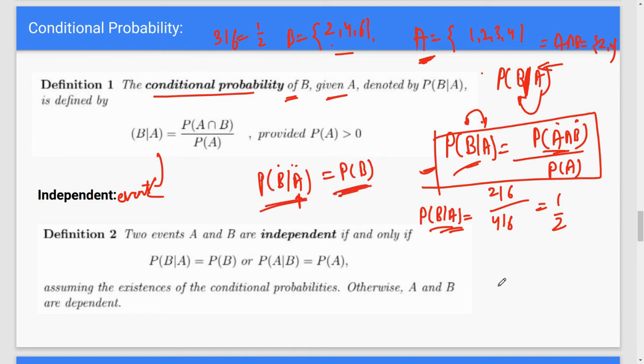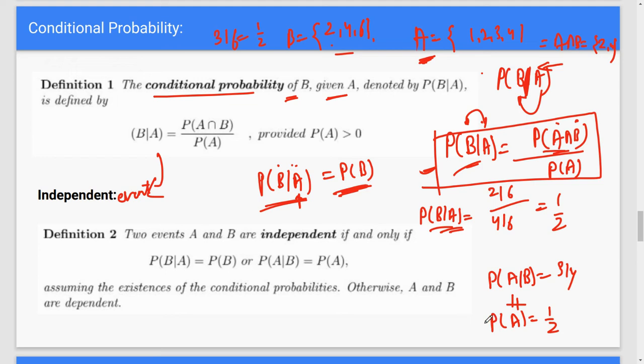Okay. So let me give you another example. Let's say you are trying to find the probability of A given B, and it is 3 by 4. But the probability of A itself can be some other number. It may be 1 by 2. So in that case, these two probabilities are not the same. That's why this is not a case of independent events.